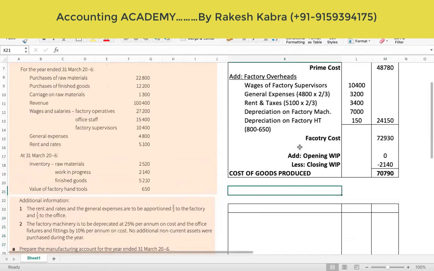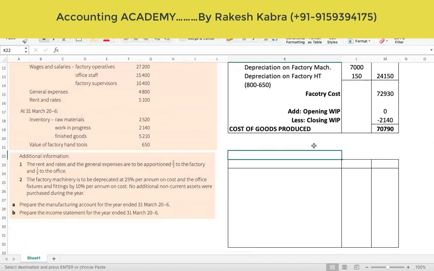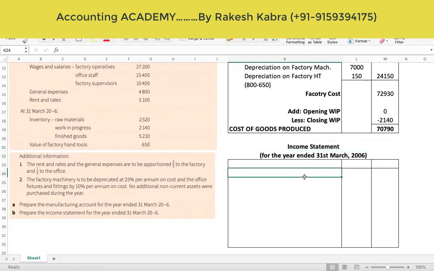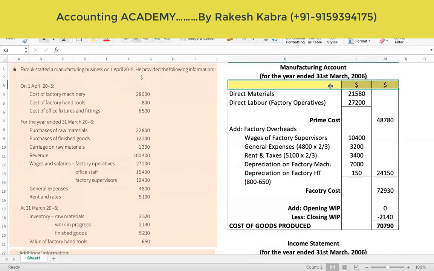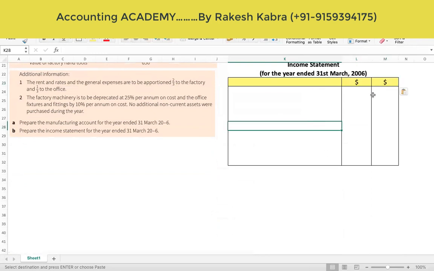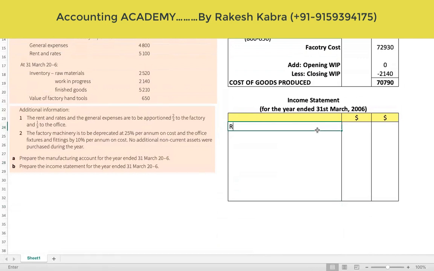First, I will write the heading. Statement for the year ended 31st March 2006, right? And two columns for amounts. So first, I will write revenue. So what is the revenue?